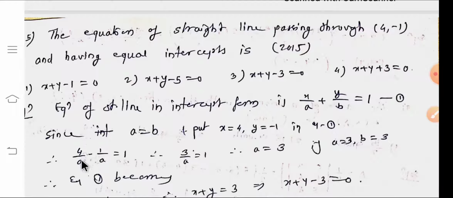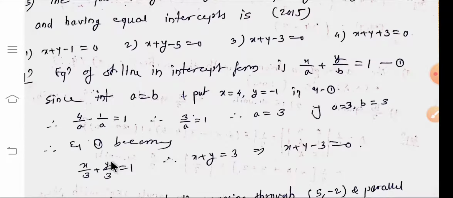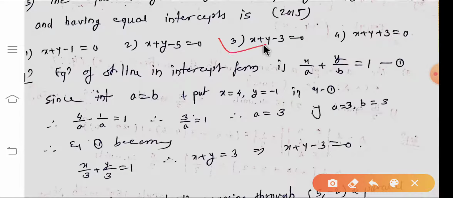So we get 4 by a minus 1 by a equal to 1, that is 3 by a equal to 1. This implies a equal to 3. If a equal to 3, then b is also 3, because the intercepts are equal. So equation 1 becomes x by 3 plus y by 3 equal to 1. Then taking 3 to the right hand side, that gives x plus y equal to 3, or x plus y minus 3 equal to 0, that is, 3 comes to the left hand side. So therefore the third option is the right option.